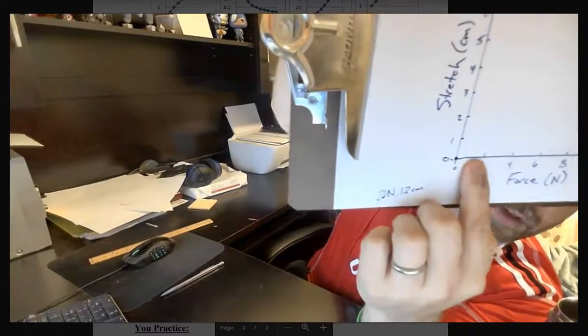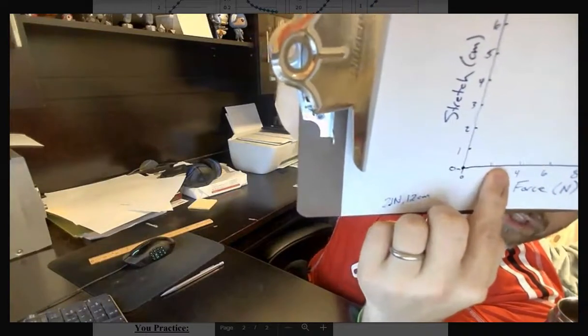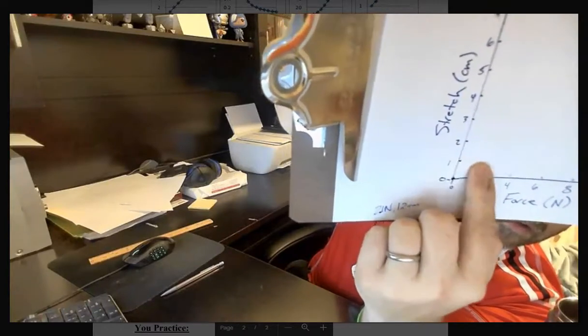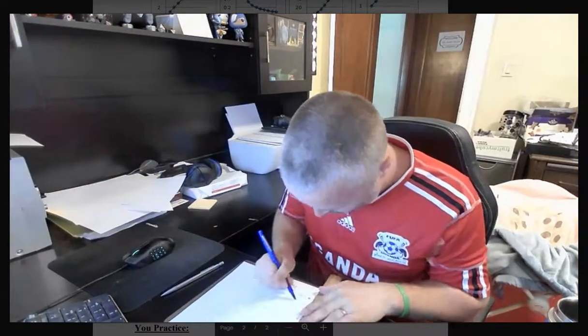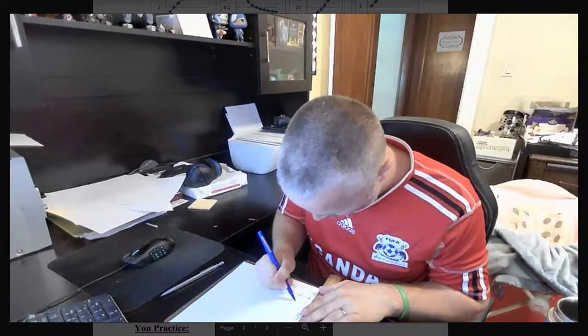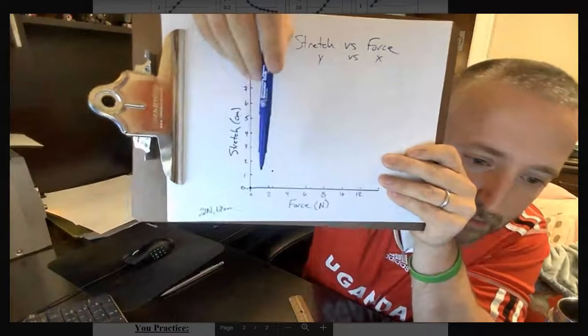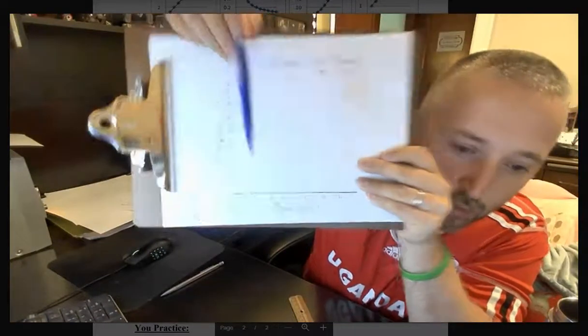So 2.1 newtons. Well, first thing I do is I find 2. Since it says 2.1, though, I'm going to go just a bit further. And then for 1, okay, there's the 1. I'm going to go just a bit further. So here, it's about 2.1. So there we go. This dot goes a little bit further than 2, and a little bit higher than 1, because it's a little bit bigger than both of those. So go ahead and put all of your dots in now.